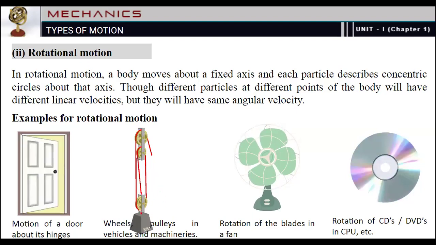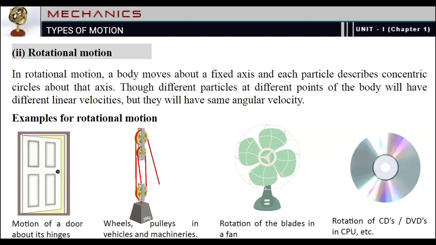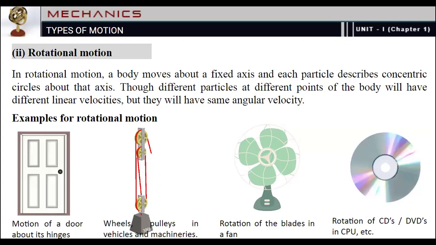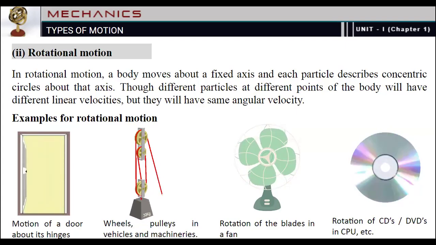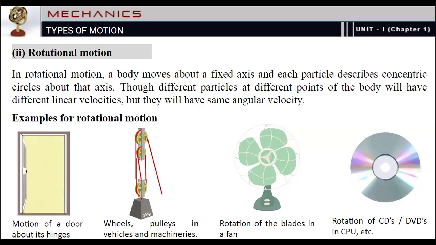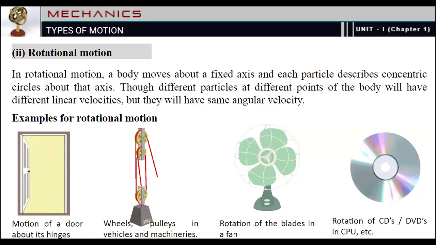What happens is a change in angular position. Then what types of motion do we have here? A uniform or accelerated rotation takes place here. This may be called a rotation: a uniform rotation, or we can call it an accelerated rotation.